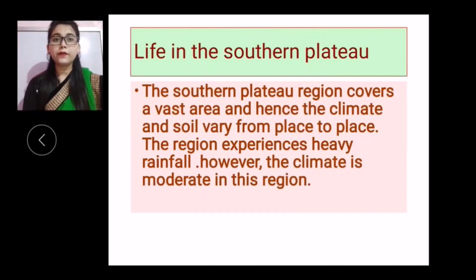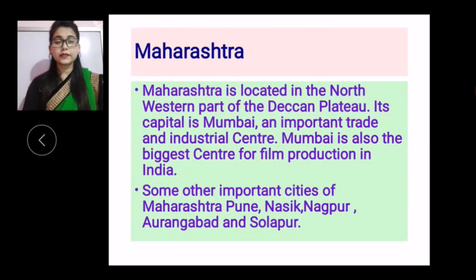And life in the southern plateau. The southern plateau region covers a vast area and hence the climate and soil vary from place to place. The region experiences heavy rainfall, however the climate is moderate in this region. So by this you have understood that the climate is moderate, neither very hot nor very cold. And it covers a vast area, so that is why the climate and soil are different from place to place. Now, let's take our first state, that is Maharashtra.